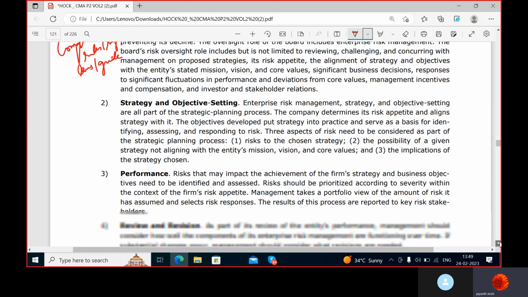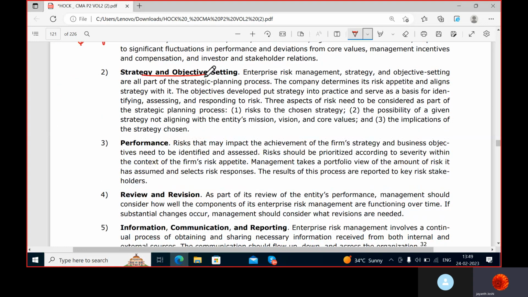Point number two. Strategy and objective setting. So ERM strategy and objective setting are all part of the strategic planning process. The company determines its risk appetite and aligns strategy with it. That means first the company should know what risks they have, and then they can make strategies to minimize that. Am I right? So the objectives developed put strategy into practice and serve as a basis for identifying, assessing, and responding to risk. This we are seeing under the framework of COSO.